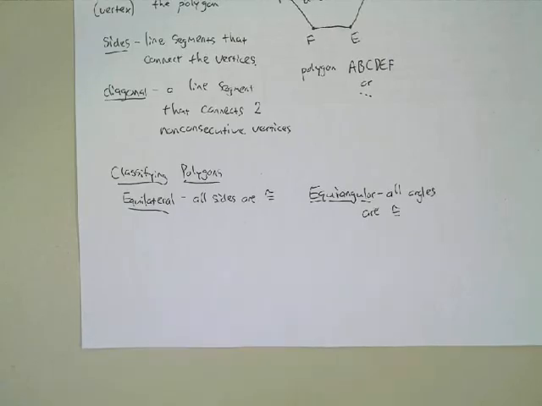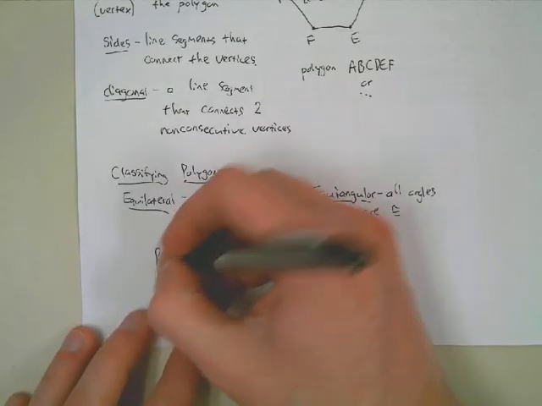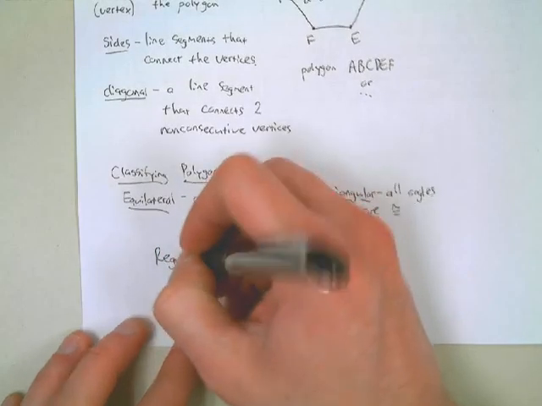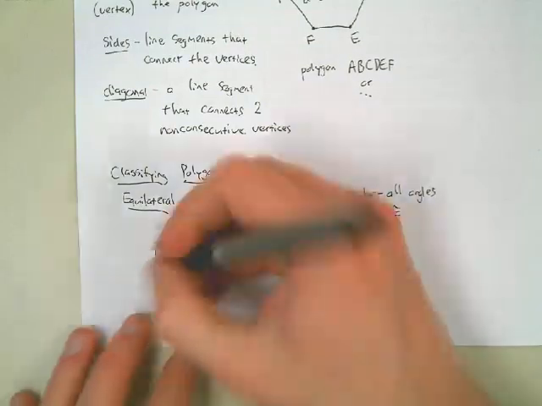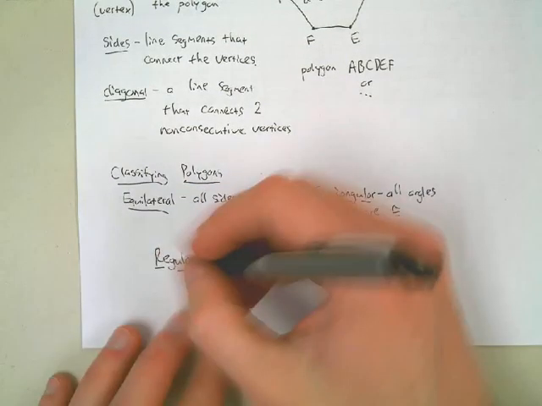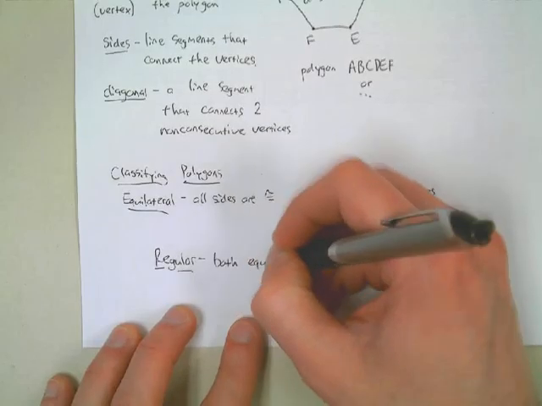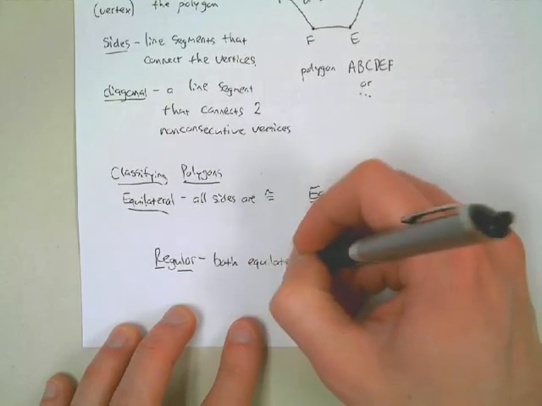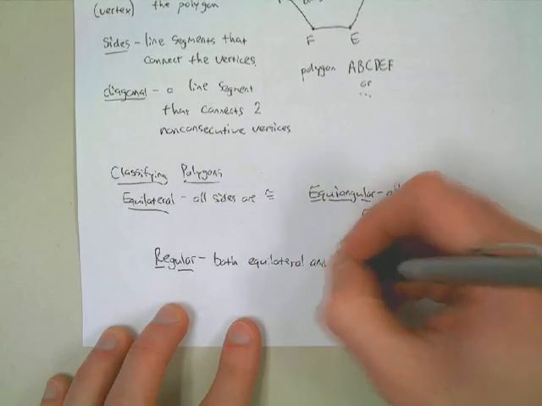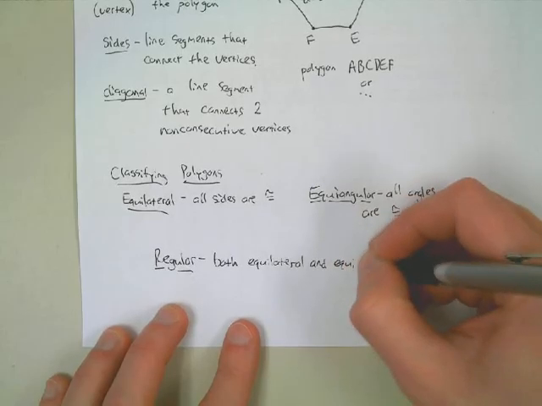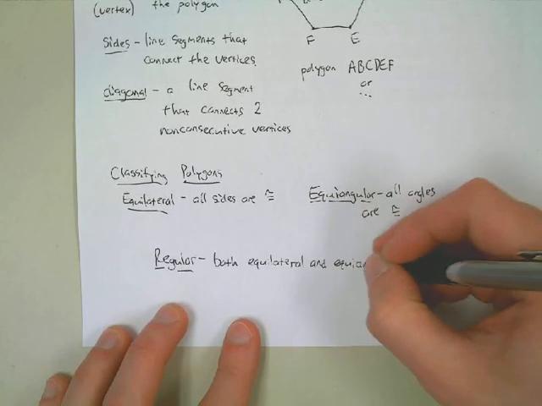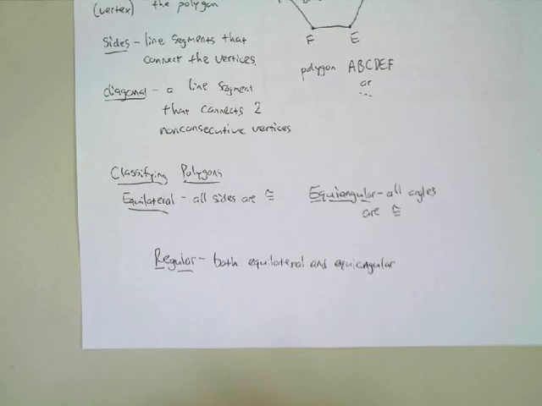And then if something is both equilateral and equiangular, it's one of the silliest names that we have in geometry, but we call it regular. I think it's silly because to me it seems like such a special thing to be both equilateral and equiangular, and yet we just say that's regular.